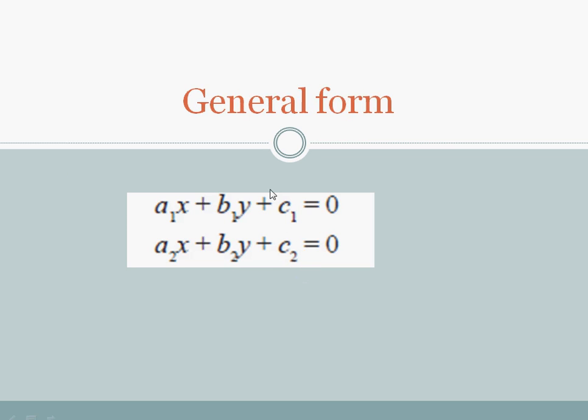The general form of a linear equation is a1x plus b1y plus c1 equals 0 and a2x plus b2y plus c2 equals 0, where a1, a2 are coefficients of x, b1, b2 are coefficients of y, c1, c2 are constant terms. All these a1, a2, b1, b2, c1, c2 etc. must be real numbers.